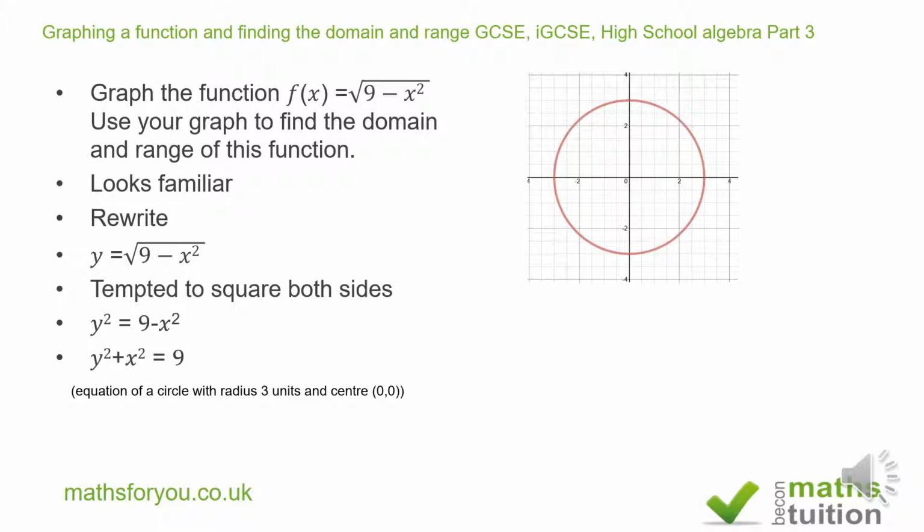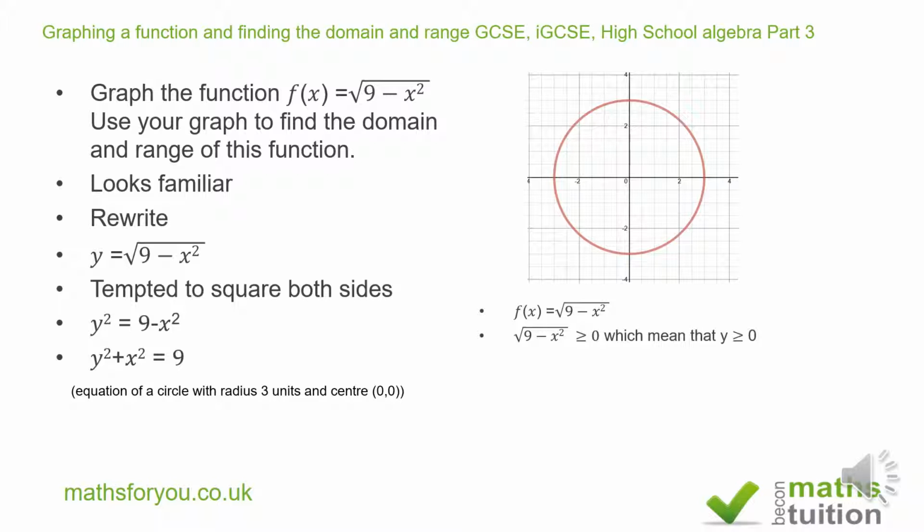Now, if we go back to the original function, which is f of x equal to the square root of 9 minus x squared, we know that we cannot have the square root of a negative number, so there is a restriction. The square root of 9 minus x squared has got to be greater than or equal to 0, in which case I can say that y is greater than or equal to 0. So we now have part of the range. Part of the range says that y has got to be greater than or equal to 0.